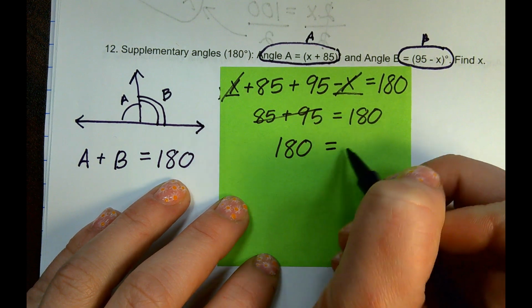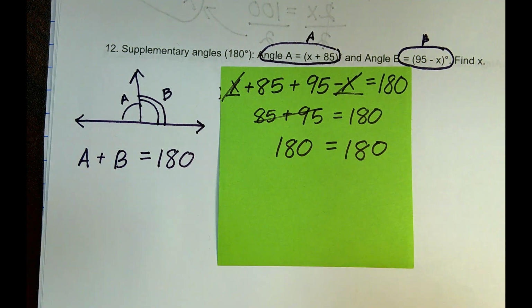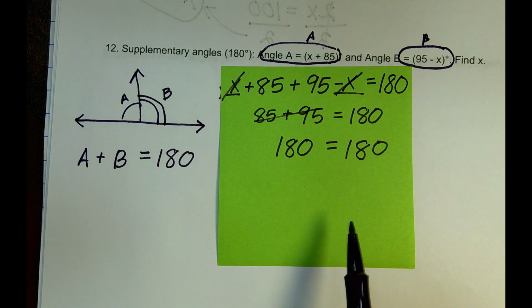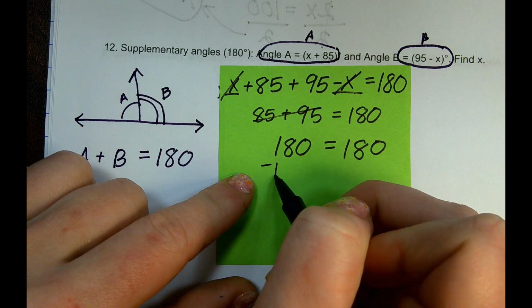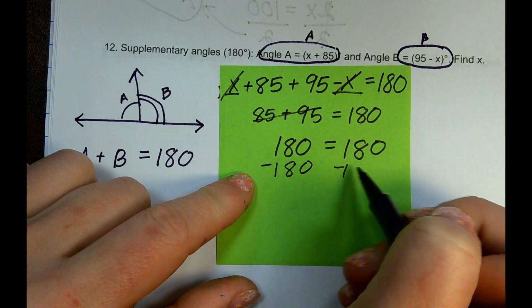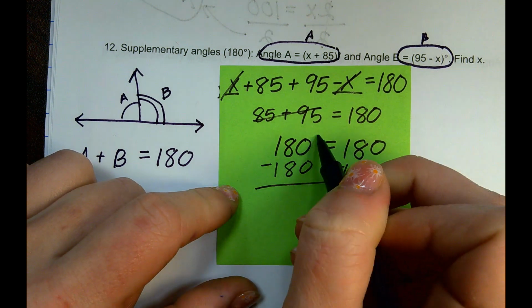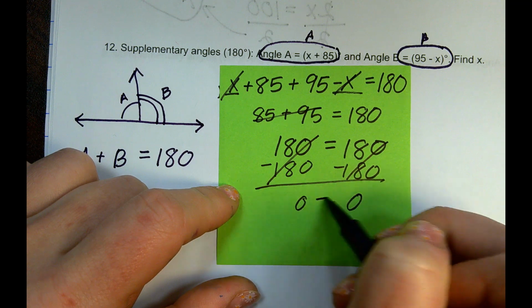180 equals 180. Okay, so what on earth is going on here? The variables just keep canceling each other out no matter what. Yes, so no matter what we do, if I subtract 180 from both sides, it's like, okay, well, let's do that. Whatever. It doesn't matter. It cancels. 0 equals 0.